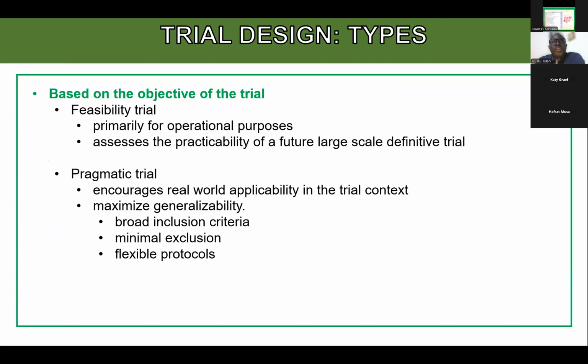A pragmatic trial does not really affect the structure of the trial per se, but a lot of people talk about it now because it encourages real-world applicability of whatever data one is collecting. The trial condition is not ideal, but made to be more applicable to the general setting. Things that can be done to make trials more pragmatic include not making the inclusion criteria so strict or excluding everything possible, which will limit recruitment. Also, having a flexible protocol is important in order to achieve a pragmatic trial.